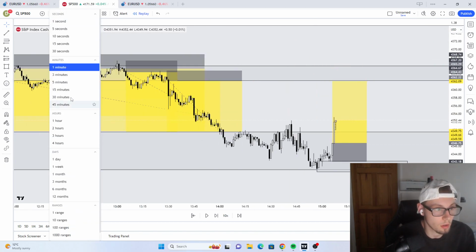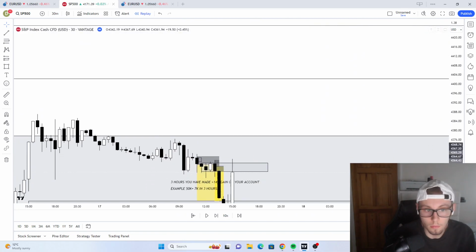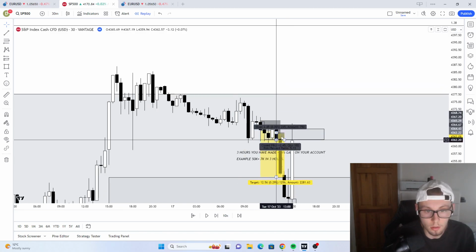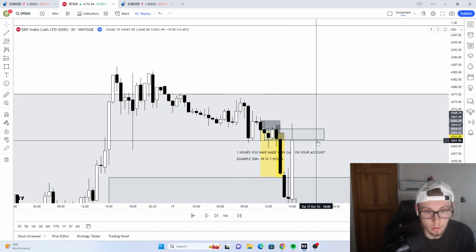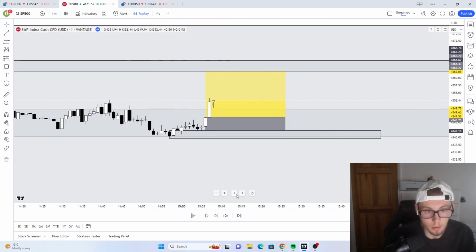Now, on this, I don't know, 30 minute for instance, you're actually going to want to be targeting, again, this zone, right? So, this little beginning of the zone is where our target's going to be, okay?